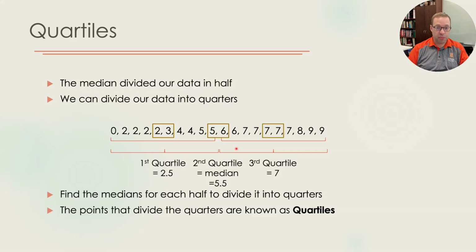And what are the separation points? Your first quartile is 2.5. Your median is 5.5. And your third quartile is 7. There you go. We've divided the data into quarters. Now, we say, well, the first quartile is the value above the first quarter. The third quartile is the value above the third quarter. Is there a value at the top of the fourth quarter?